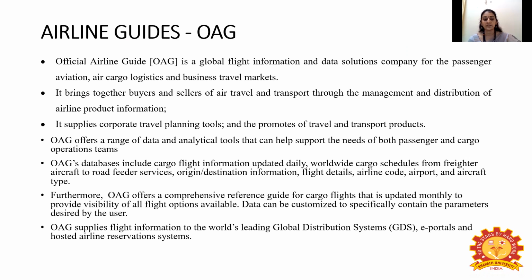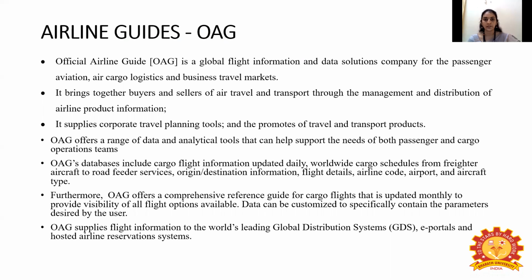It also supplies corporate travel planning tools and promotes tourism and transportation products. This is a data and analytical tool. To put it in a simpler form, it gives a daily updated version of the flight information, with the origin, the destination and any change in those, the airline codes, and the aircraft and airline type. All these minute details are covered in this Official Airline Guide. This helps give information to the world's leading global distribution systems.